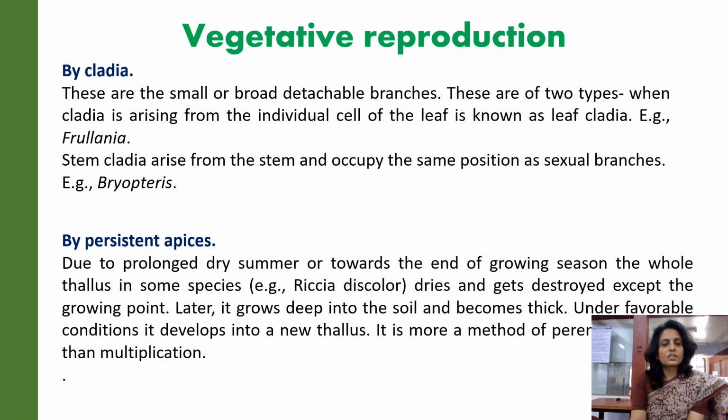The next method is by persistent apices. Due to prolonged summer or towards the end of the growing season, the whole thallus in some species dries and gets destroyed, except the growing point. Later, it grows deep into the soil and becomes thick. Under favorable conditions, it develops into a new thallus. It is a method of perennation rather than multiplication.